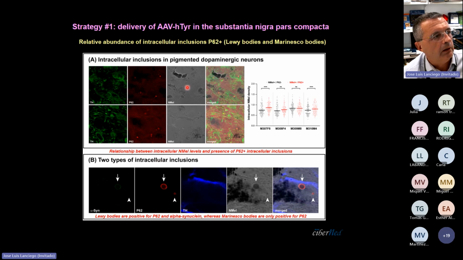So the message here is that you don't need to spend the entire day behind the confocal looking for a Lewy body. There are plenty of intracellular inclusions that are p62 positive, also positive for alpha-synuclein. Inclusions are made of 2 types. When located in the cytoplasm, these are Lewy bodies, and when located in the nucleus, these are Marinesco bodies. Marinesco bodies are an indirect indication of accelerated aging.